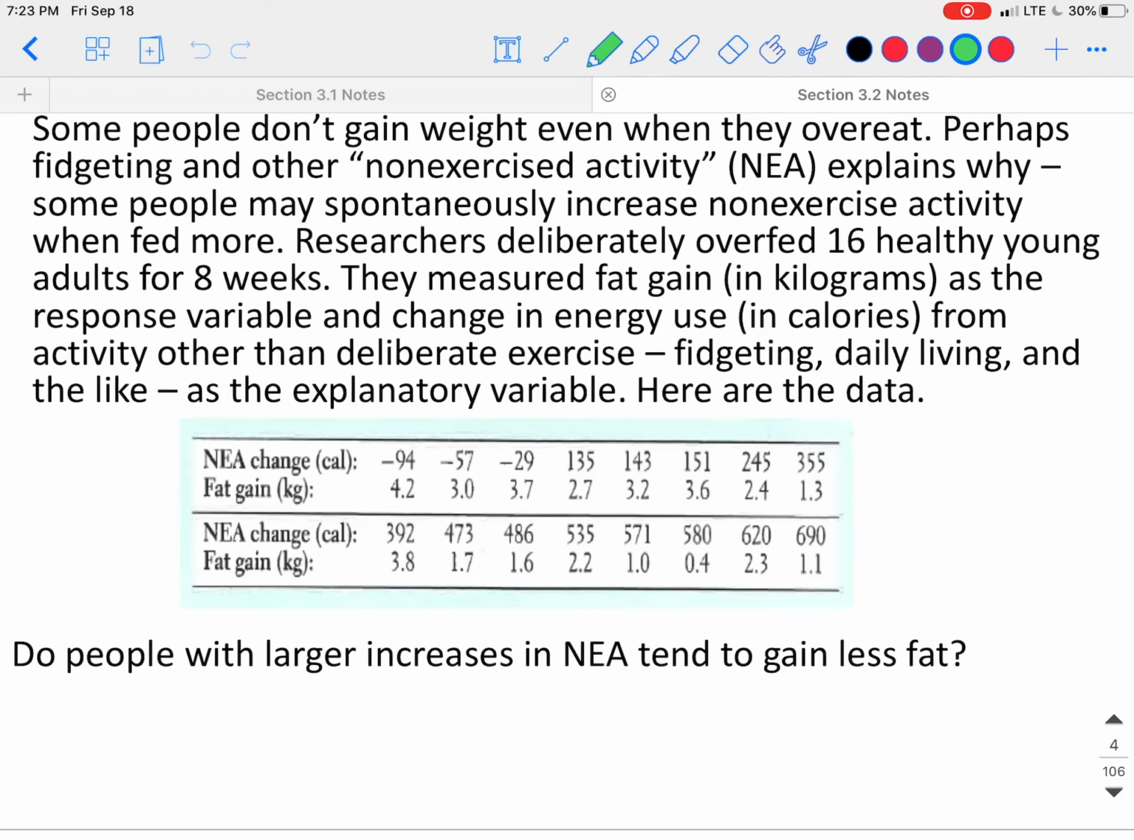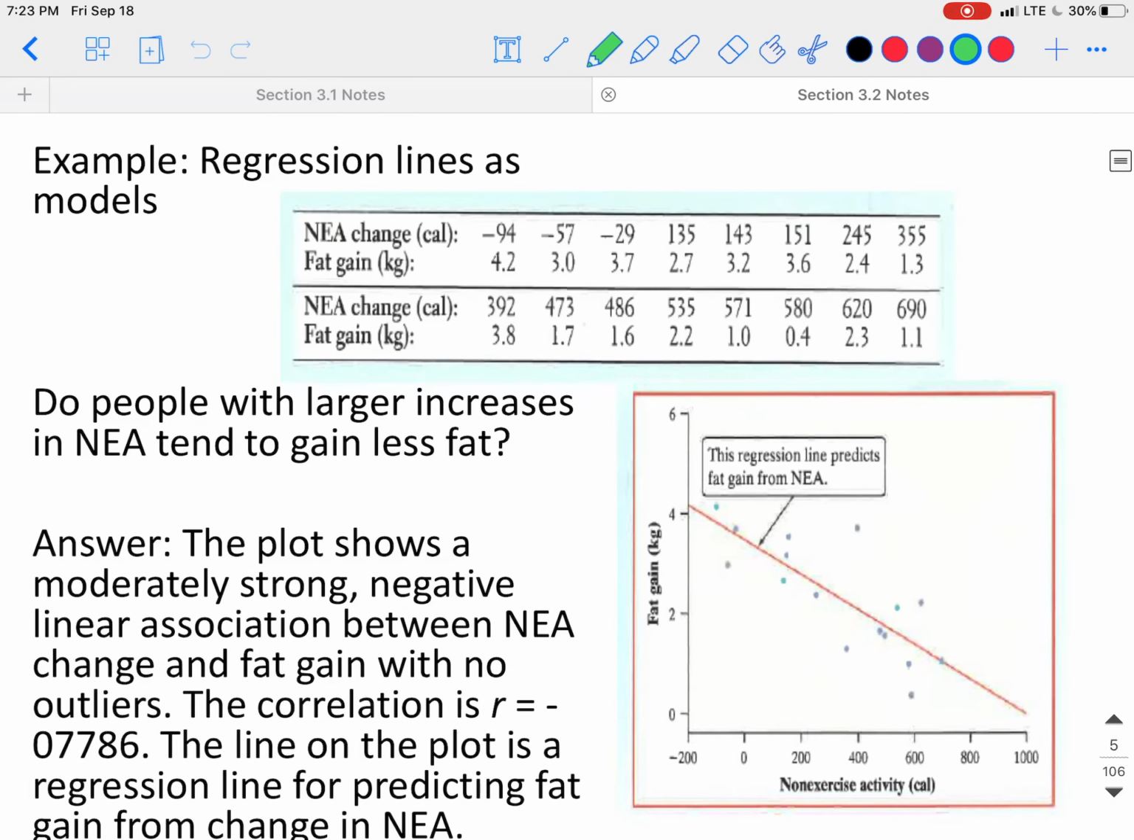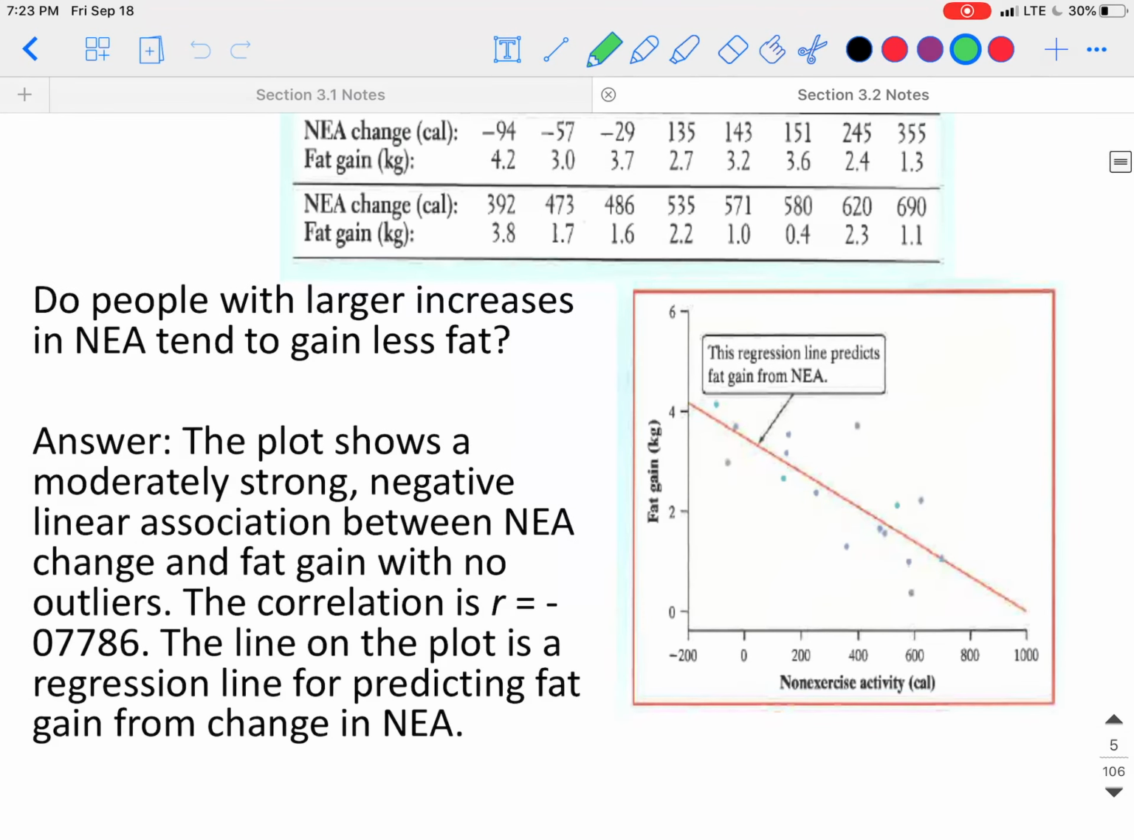So if we look at the data and you put this data into a scatter plot, the scatter plot shows a moderately strong negative linear association between the non-exercise activity change and the fat gain with no outliers. If you calculate the R value, you're going to get an R value of negative 0.7786. The line on the plot is a regression line for predicting fat gain from your change in the non-exercise activities.